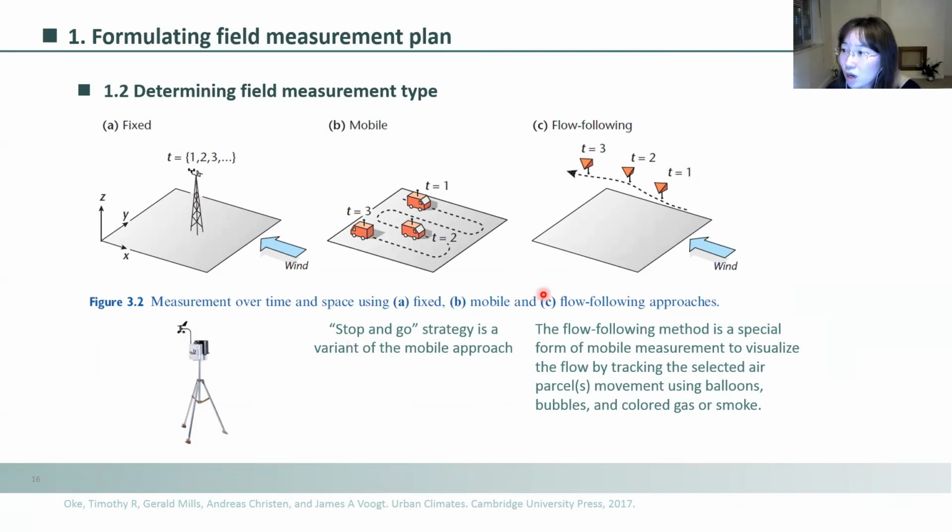And flow following is also a special form of mobile measurement, and it usually uses balloons, bubbles, and colored gas or smoke. I have to say this kind of approach is not commonly used in microclimate field measurement, so I will not discuss this approach in my guideline paper.